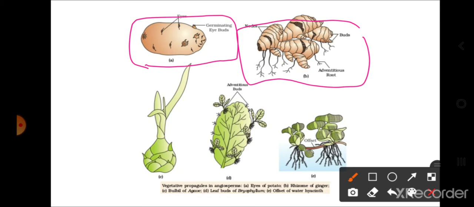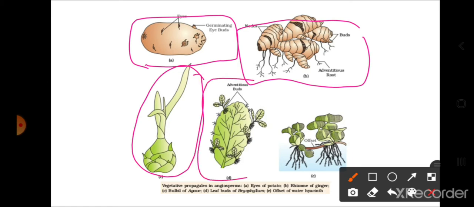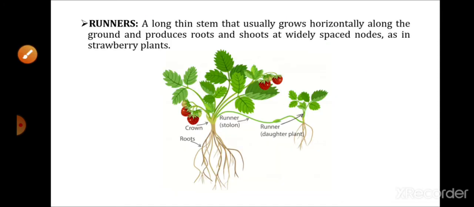Then the third one is the bulbil of agave. The fourth one is the leaf of bryophyllum. It has adventitious buds on its margins, and these adventitious buds on the margin are capable of forming new plants. And the last one here is the offsets of the water hyacinth. So let us study these structures in detail.